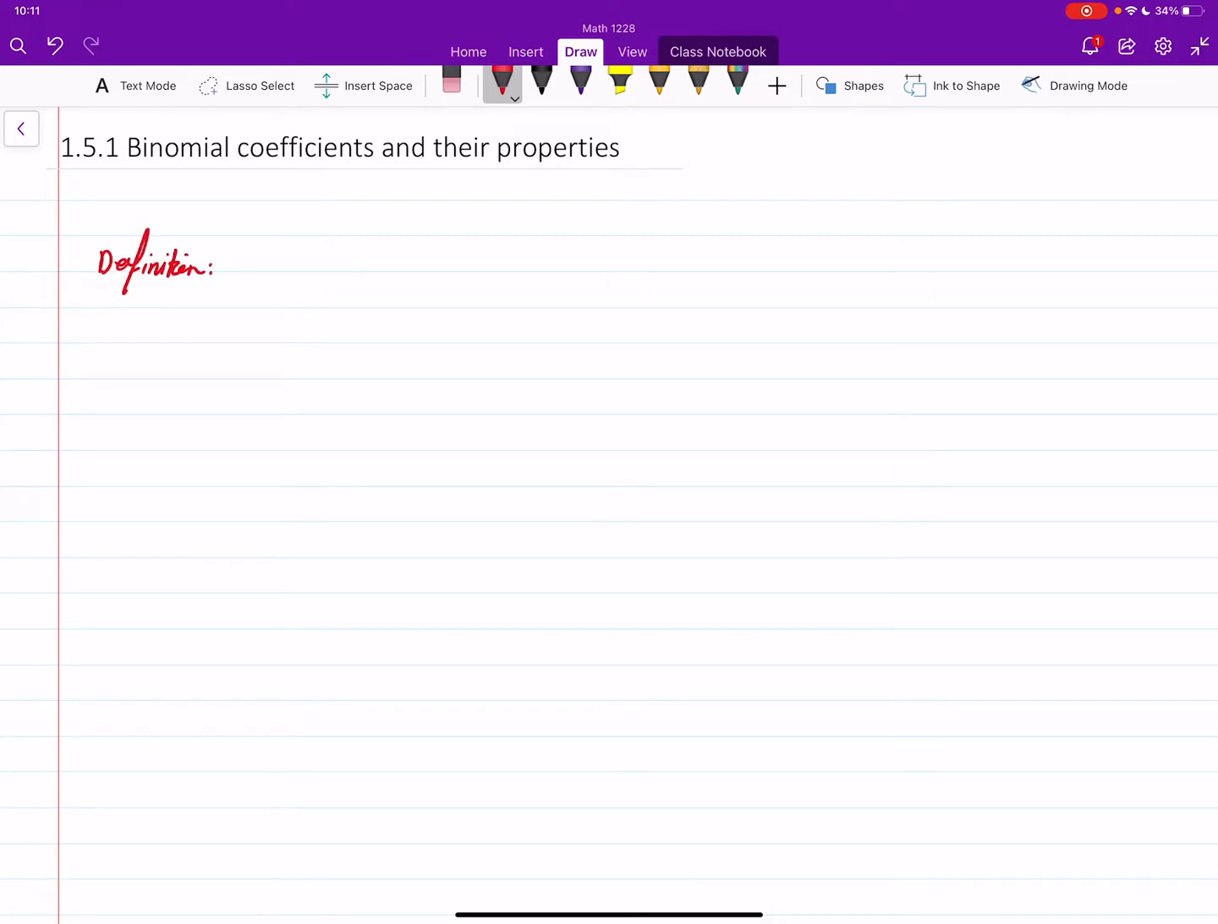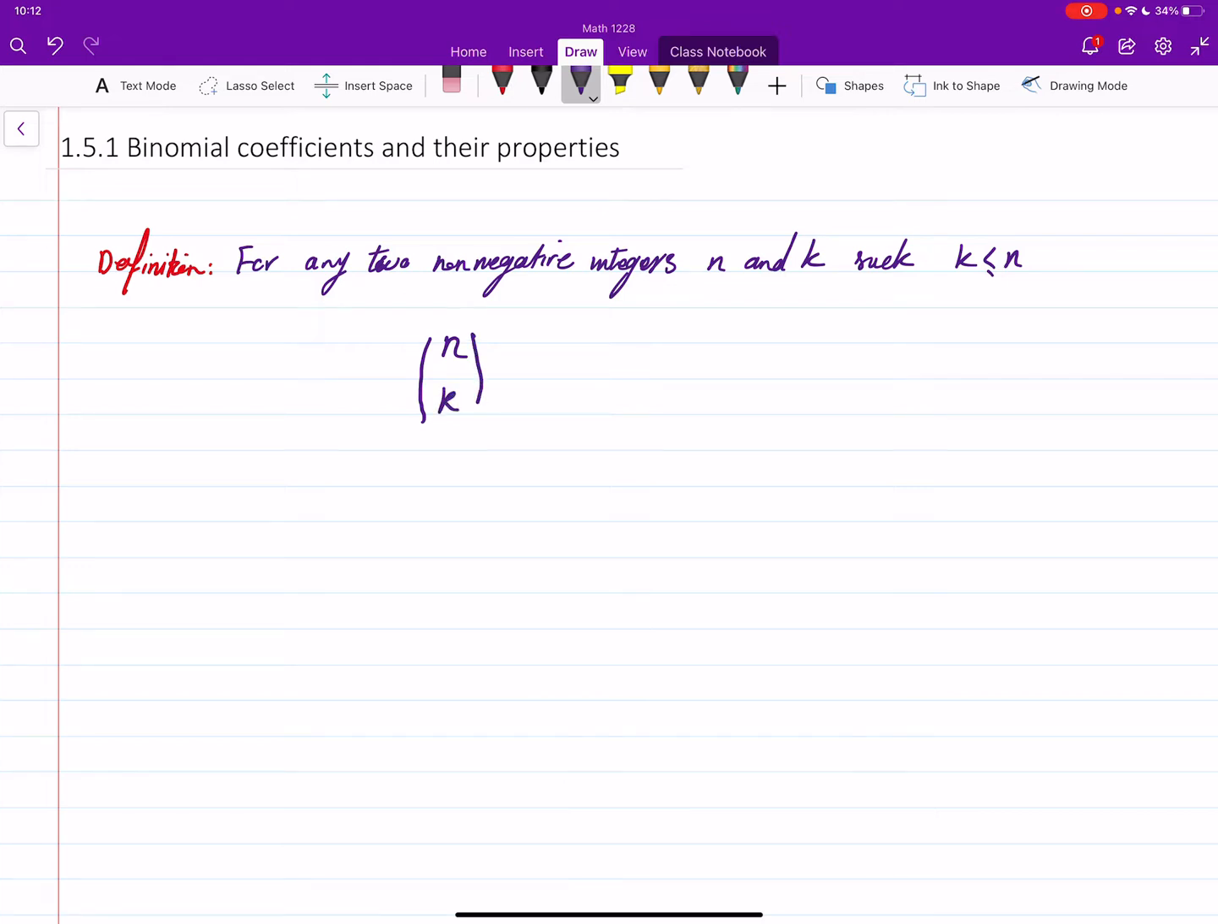If you give me any two non-negative integers n and k, such that k is less than n, so if you have two numbers, one of which is less than the other, we introduce this notation. We put a long bracket, put n up, k down. The way we read it is n choose k.